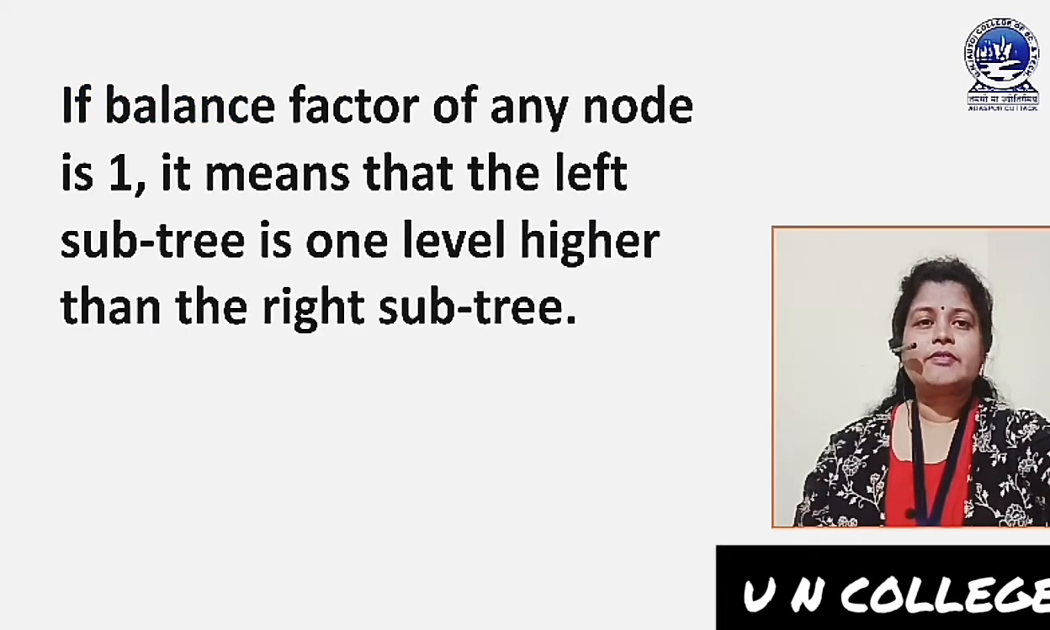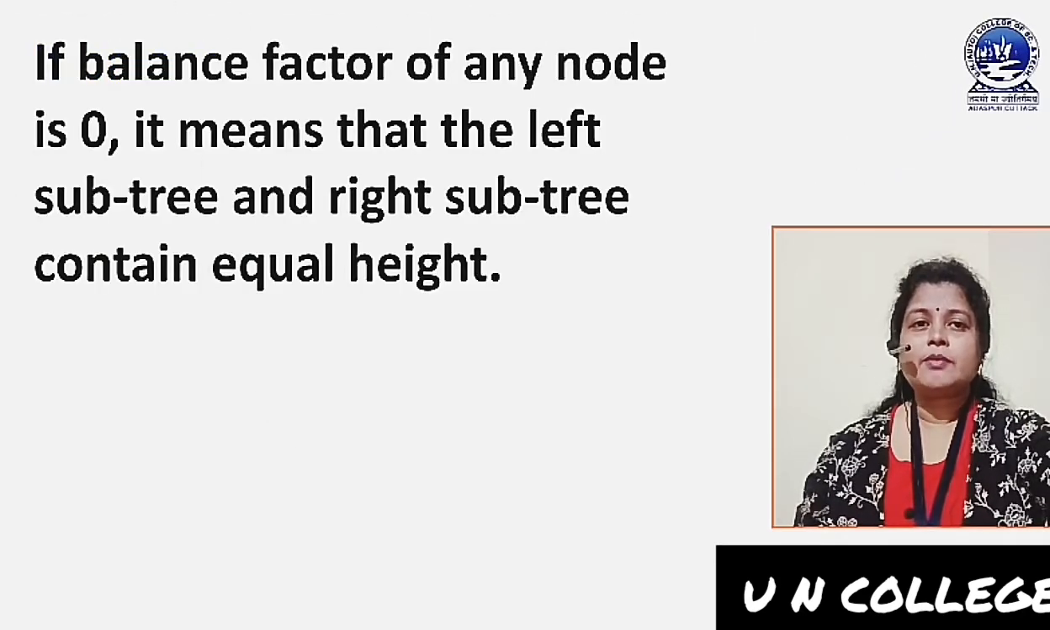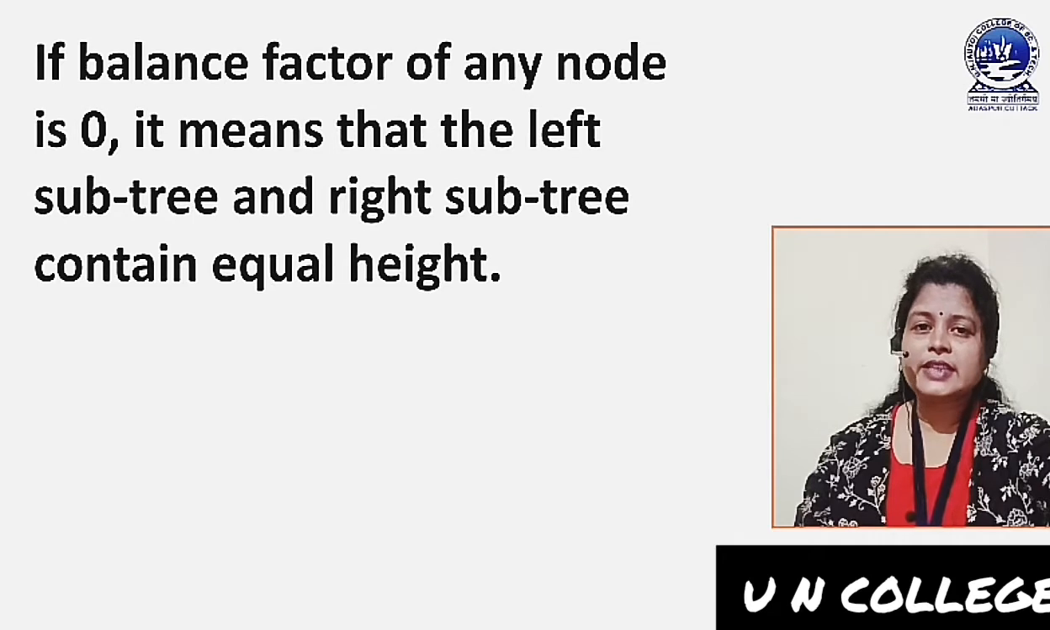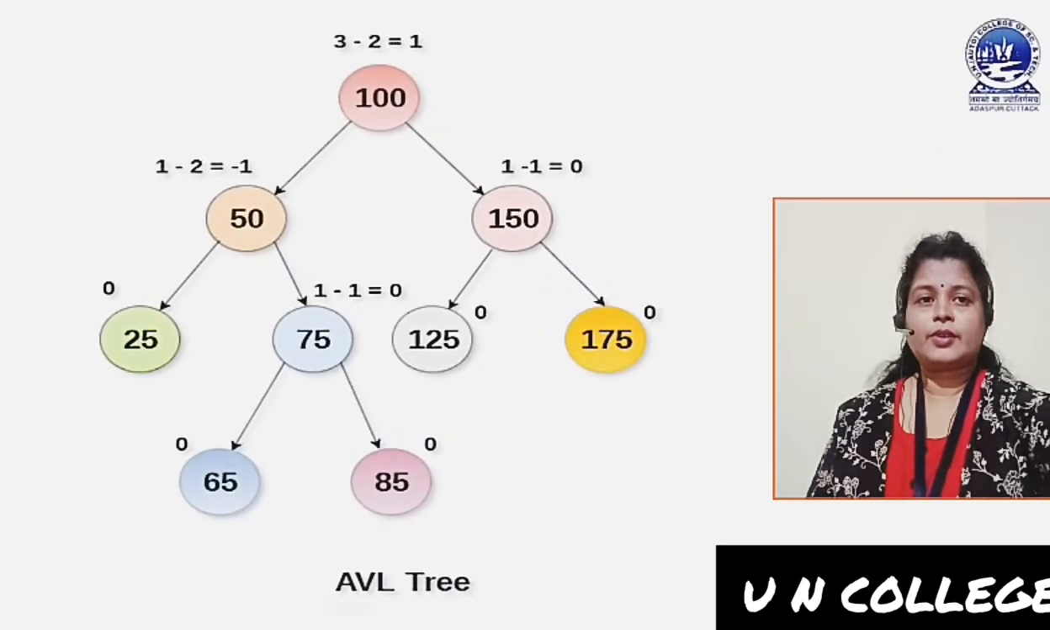If the balance factor of any node is 1, it means that the left subtree is one level higher than the right subtree. Similarly, if the balancing factor of any node is 0, it means that the left subtree and right subtree have equal height. Similarly, if the balance factor of any node is -1, it means that the right subtree is one level higher than the left subtree.